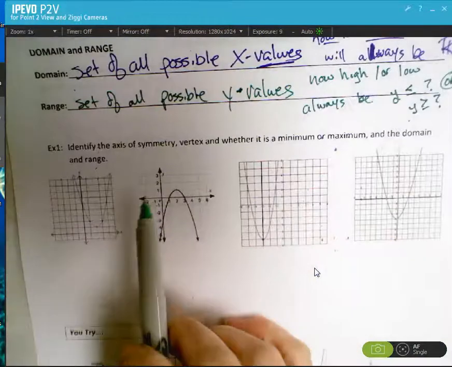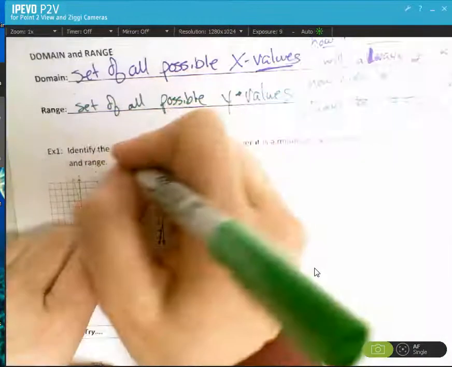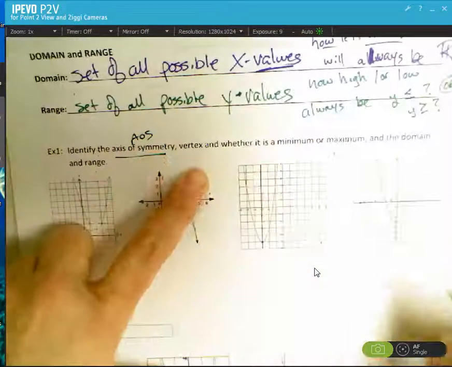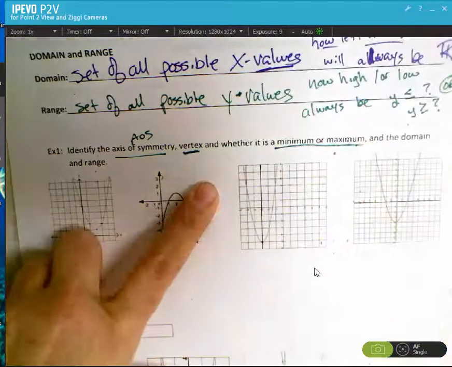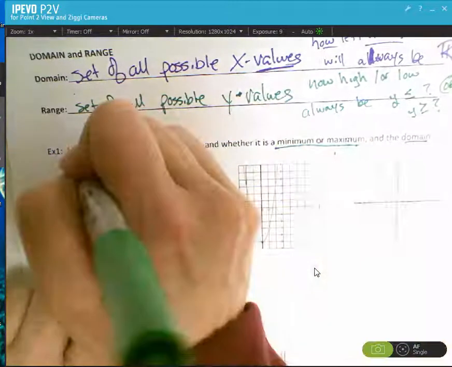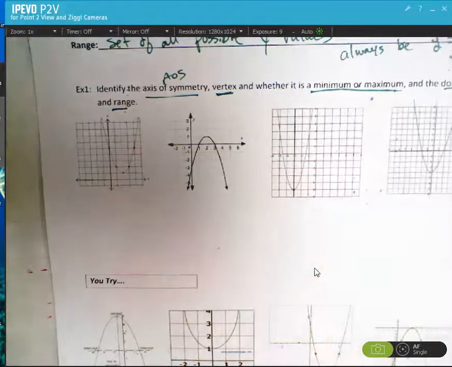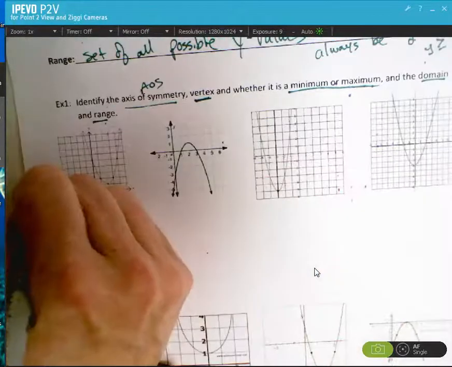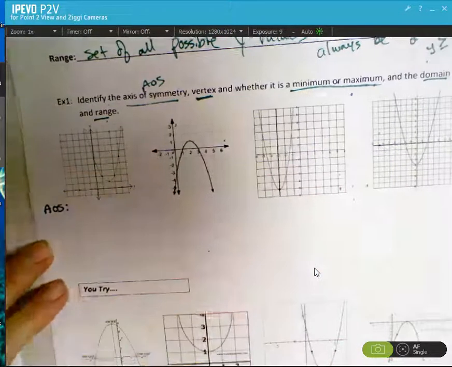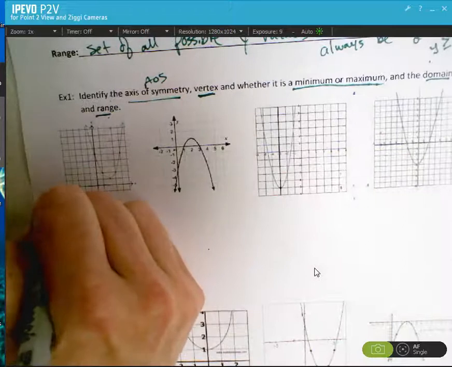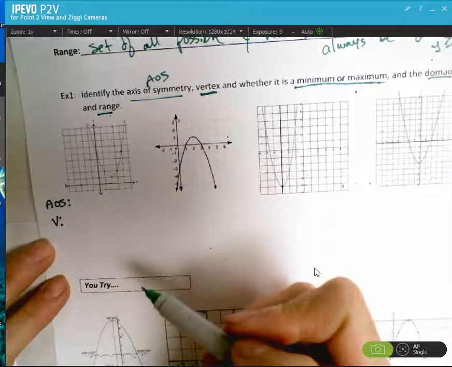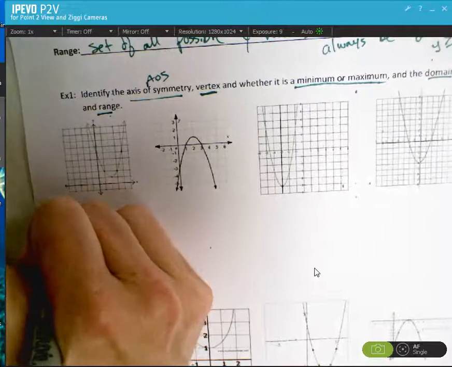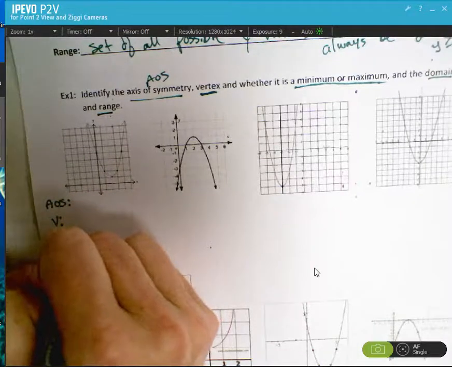So let's take a look. Identify the axis of symmetry, so we want to look at the AOS, the vertex, whether it's a minimum or maximum vertex, and we want to take a look at the domain and range. For each of these, we're going to start by indicating that we are looking for the axis of symmetry, the vertex, remember, the vertex is the maximum or minimum point on the parabola, the domain, and the range.